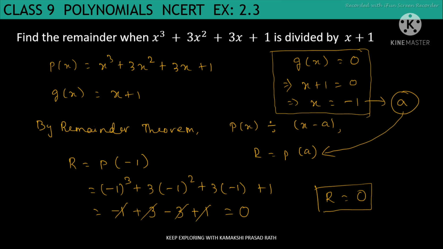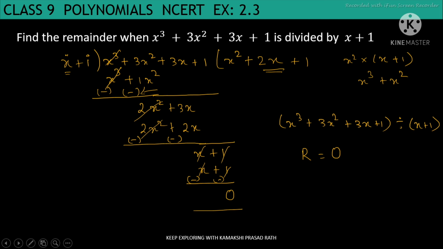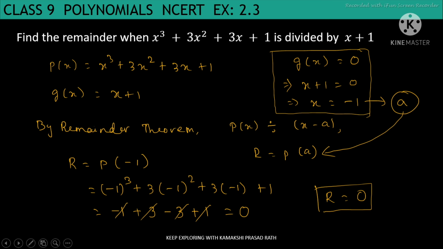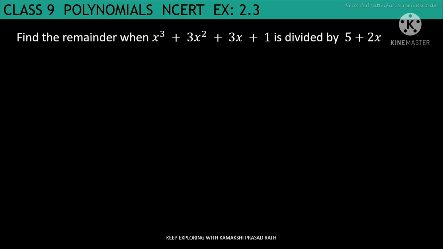So here we see that without doing the long division method, we have found the remainder. As you can see, earlier we had to do the long division method and we got the remainder as 0. Here also we have got the remainder 0 without doing long division. So this theorem is used to find the remainder directly without doing the long division method. Let's see one more question of this type.